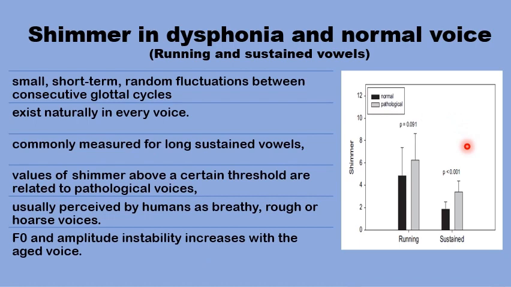When compared with the amount of fluctuations in patients who have dysphonia or have voice pathologies, the patients who have voice pathologies have more shimmer compared to normal individuals, and the difference between a dysphonic and a normal person increases with measuring shimmer with sustained vowels more than with reading or speaking normally. Beyond a certain limit, a certain threshold, the amount of shimmer may indicate a voice pathology.